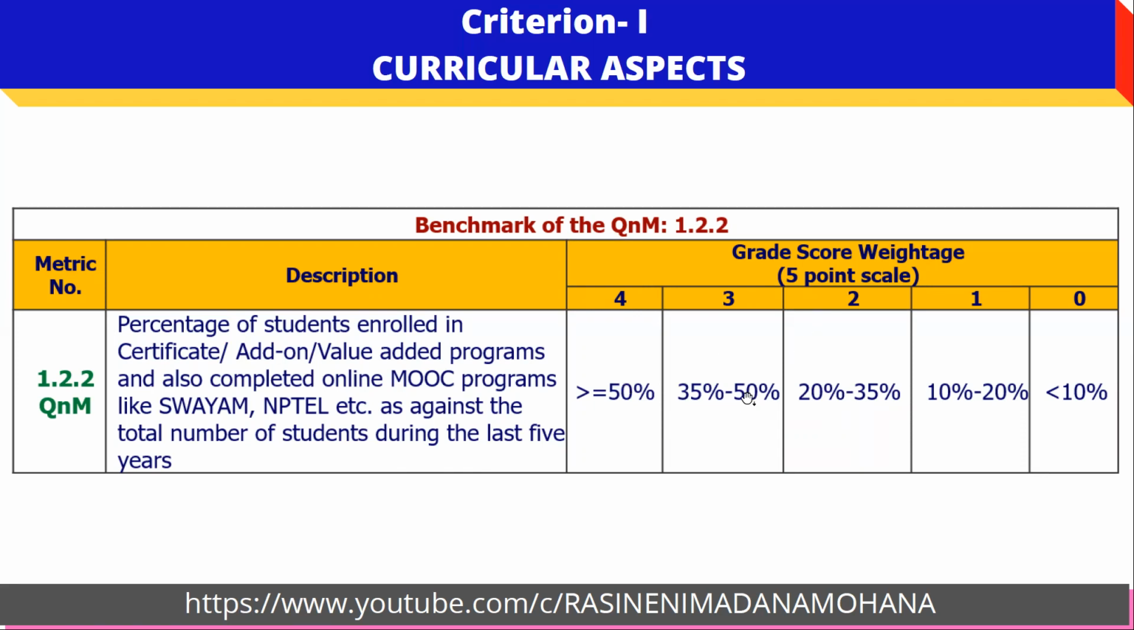Then 35 to 50 percent, you will get the weightage as 3. Then 20 to 35 percent, the weightage as 2. Then 10 to 20 percent, weightage is 1. If the enrollment average is less than 10 percent, you will get 0 weightage. So like that, you can plan. So minimum 50 percent enrollment is required.